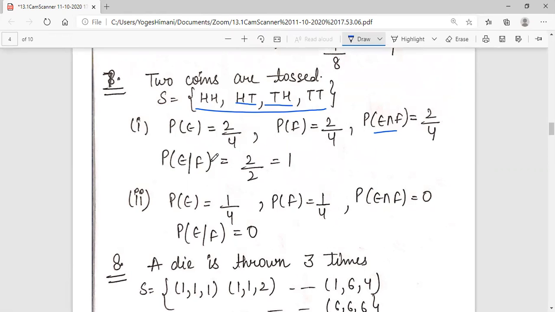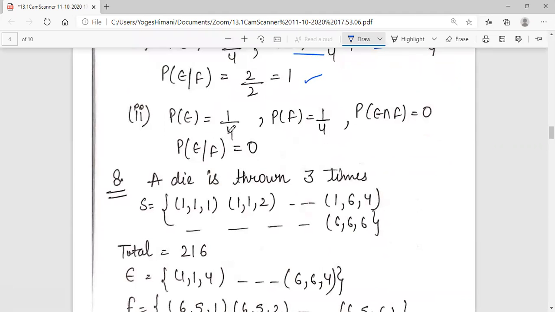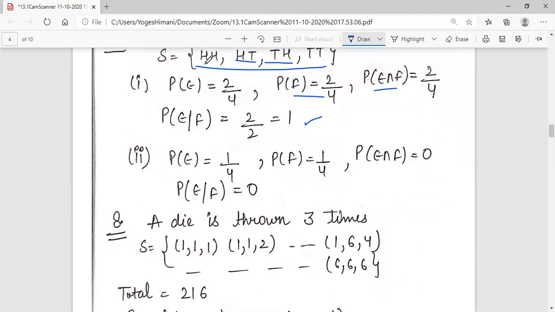And what will be E by F? E by F means E intersection F upon probability of F. 2 by 4 by 2 by 4 is equal to 1. Now they are asking no tail appears. No tail appears means only one case, head, 1 by 4. Now they are asking no head appears, only one case, tail, 1 by 4. And what is common in both of them? Nothing. It means E by F will be 0.